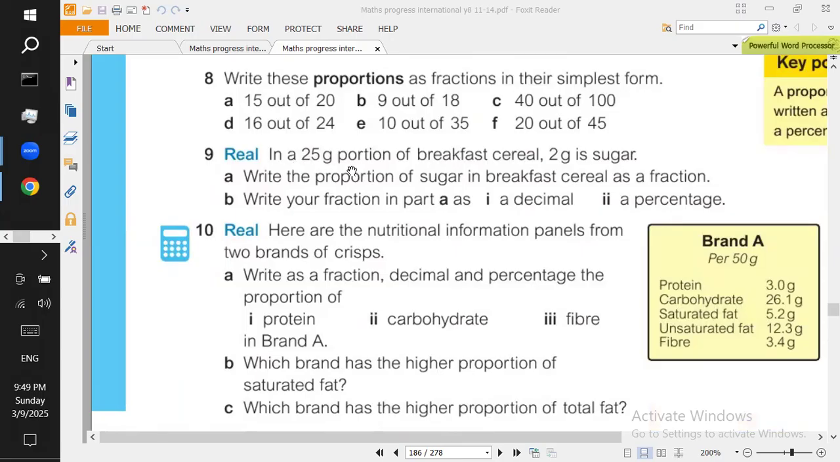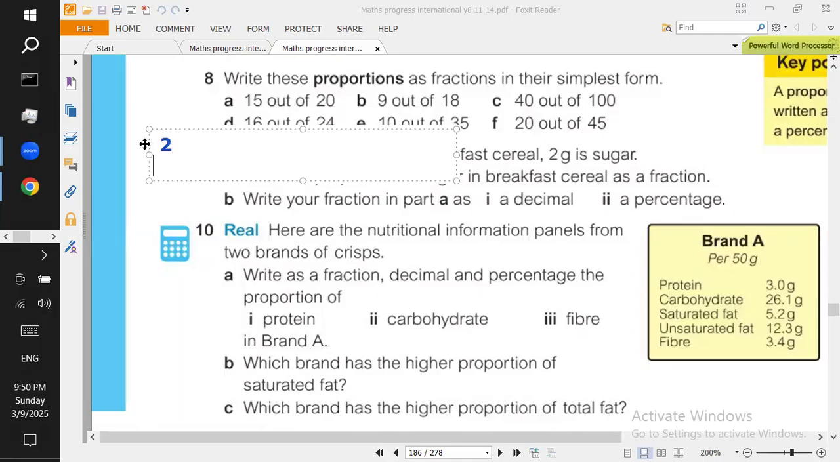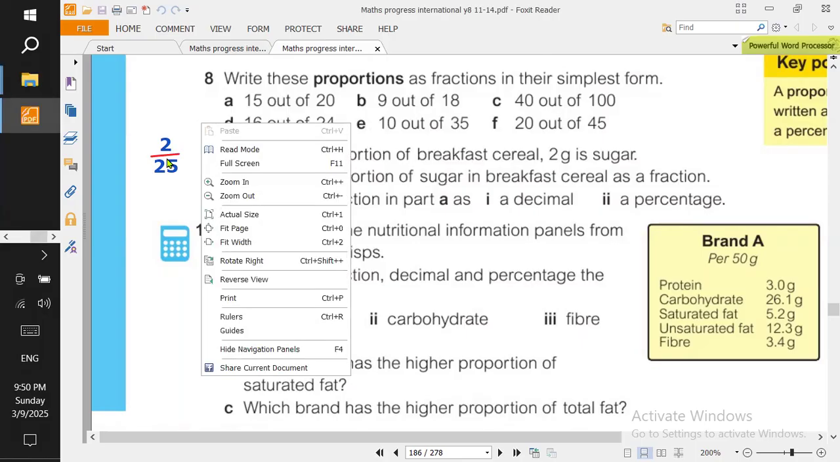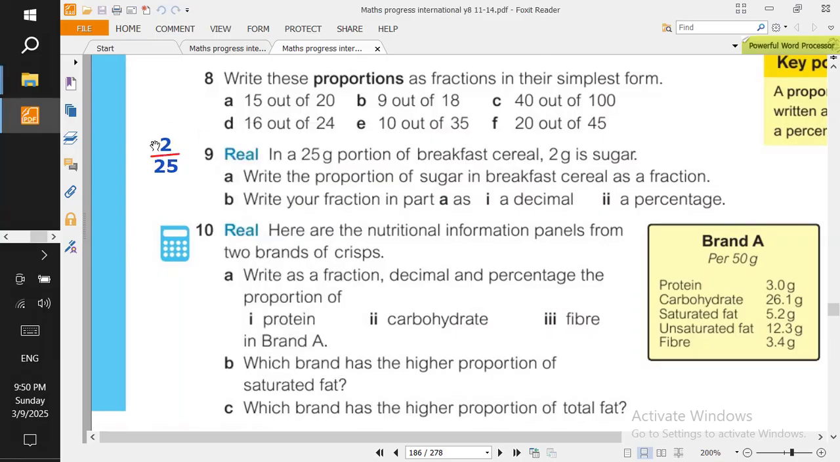Same idea here. A 25 gram portion of breakfast cereal, 2 grams is sugar. So when you write the proportion of sugar in breakfast cereal as a fraction, you write 2 over 25, like this. This is the portion of sugar in the cereal. That's the proportion as a fraction, for question A.